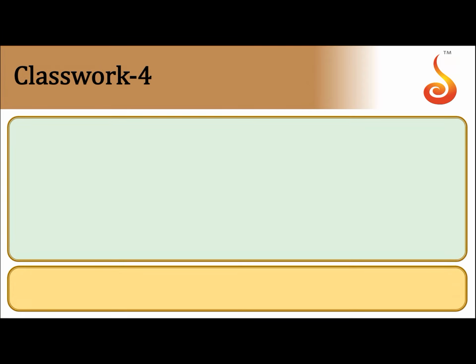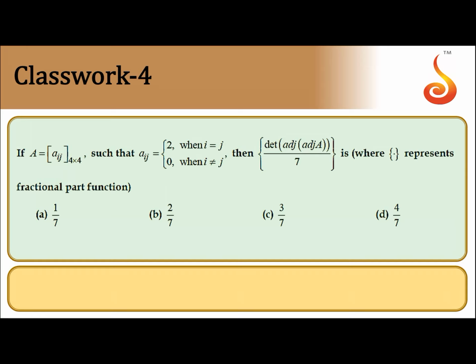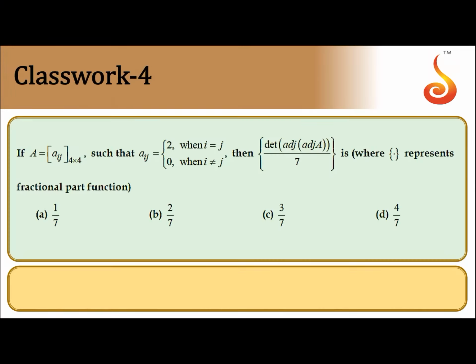Coming to the next one. If A is a 4 by 4 matrix and Aij equals 2 for the diagonal elements and 0 for non-diagonal elements, it means the A matrix is given to you as 2 0 0 0; 0 2 0 0; 0 0 2 0; 0 0 0 2. This is actually the scalar matrix, and of course the determinant of A is equal to 2 power 4. And you are required to evaluate the determinant of adjoint A by 7, and the fractional part of it.